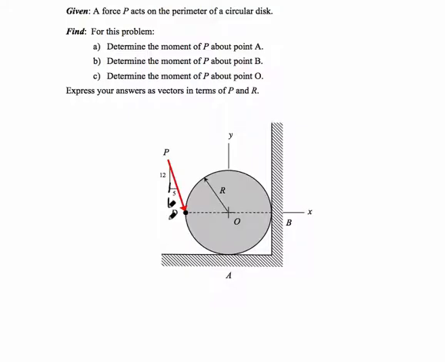The first thing we want to do is write the force P out as a vector. So I'm going to first talk about this angle of theta. And theta is such that when I look at the picture, sine theta is going to be equal to 5 divided by 13, and cosine theta is going to be 12 divided by 13.